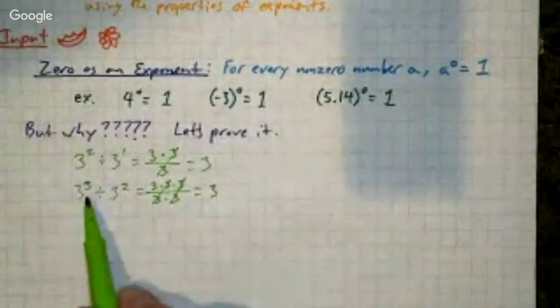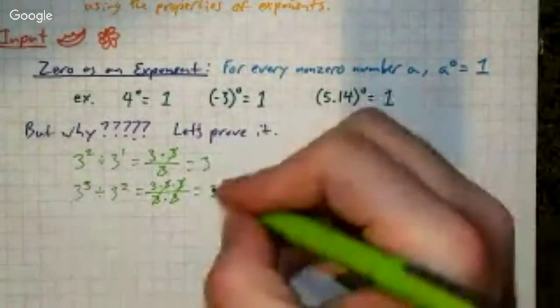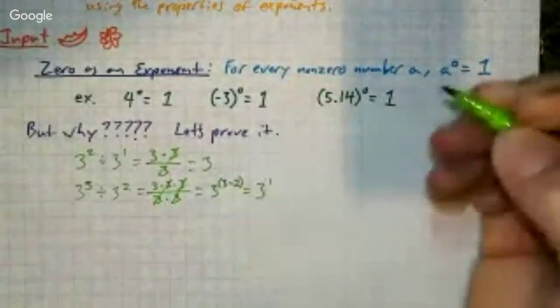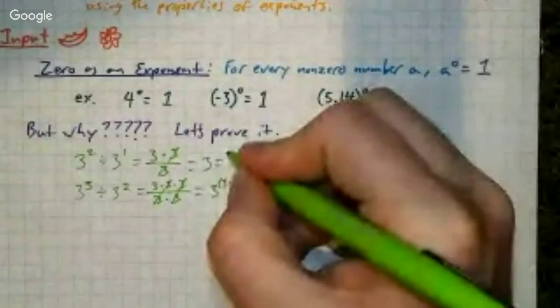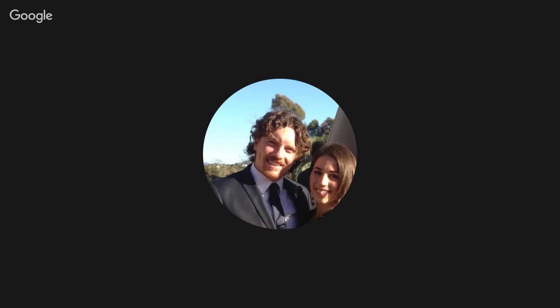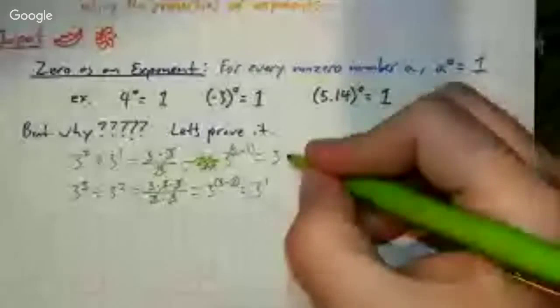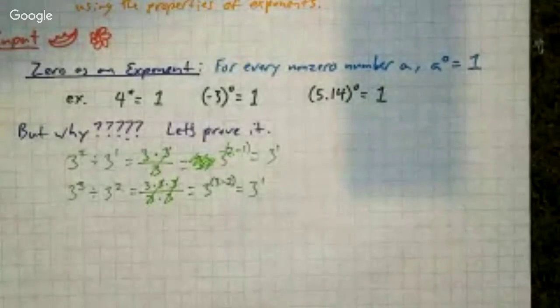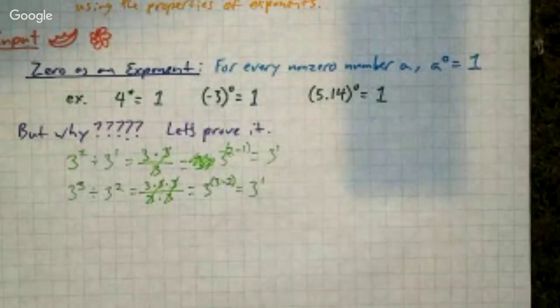Same thing as saying if it's 3 divided by 2, it would be 3 minus 2, meaning we have 3 to the power of 1, which is 3. Same thing here, which would equal 3 to the power of 1, which we know is 3. So we know that rule, right? That's something we've learned before.